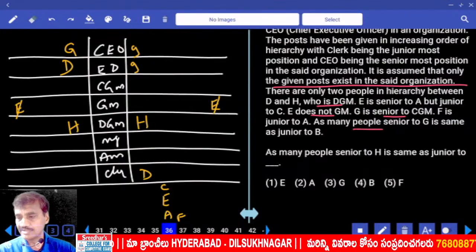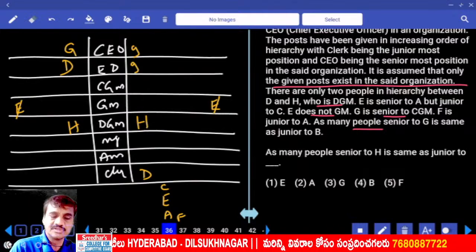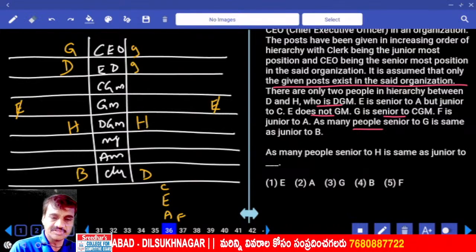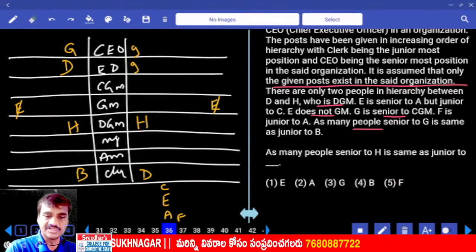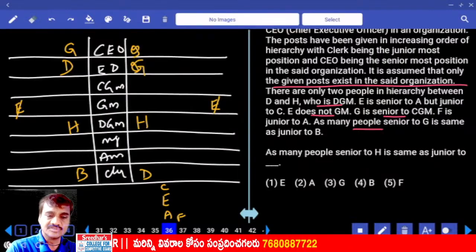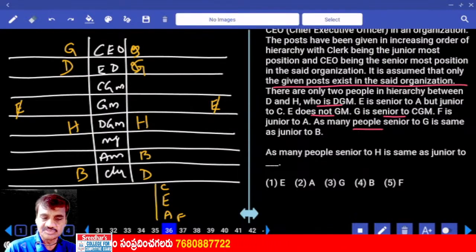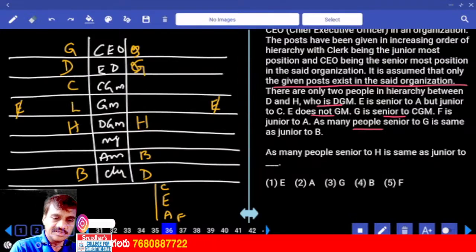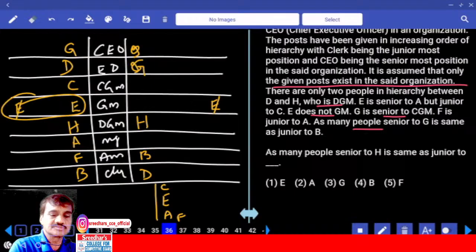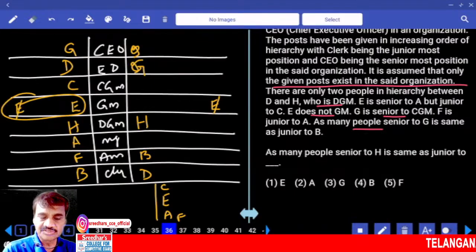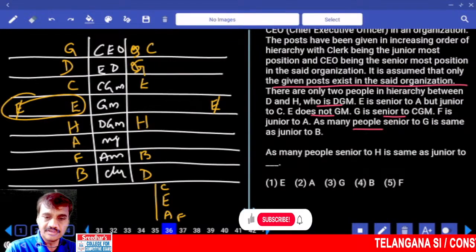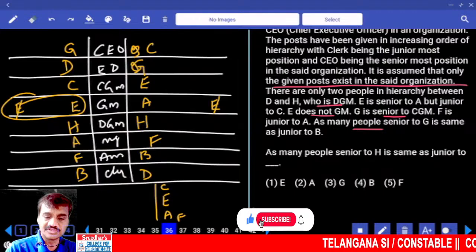Then as many people senior to G, junior to B. Senior to G, junior to B. G cannot be here, so G must be here. G is here, then B will be here. The remaining 4 persons are C, E, A, F. Is it possible? Why not? E cannot be here. Now in this case, C, E, A, F. Now this is the final.